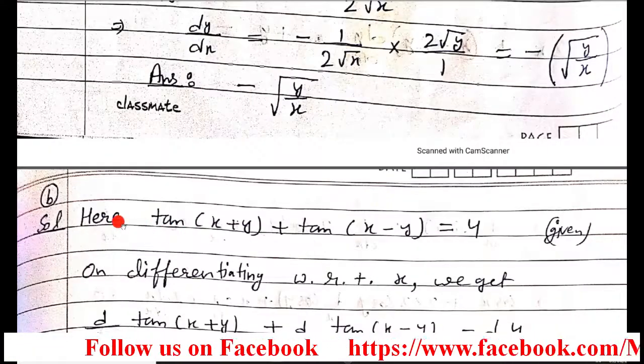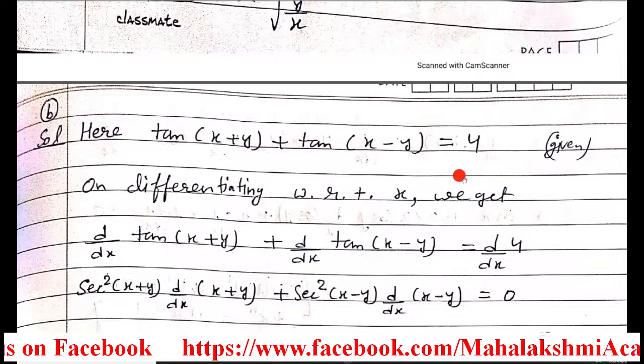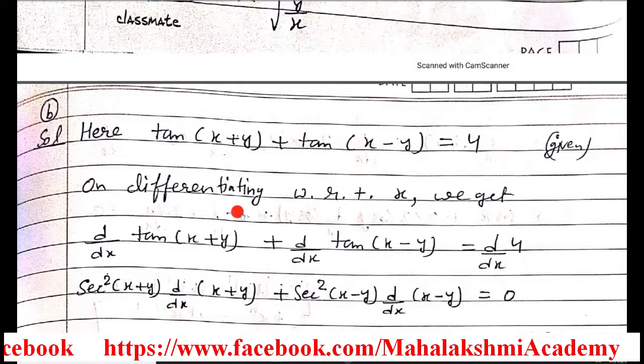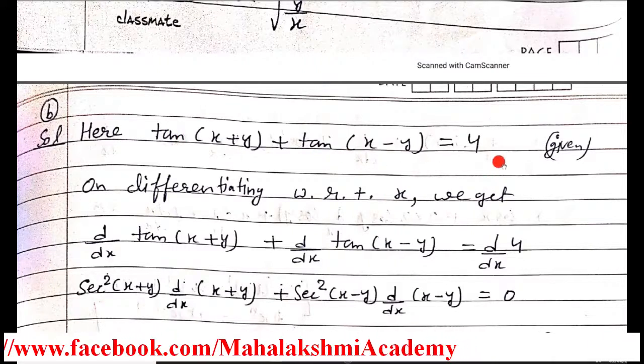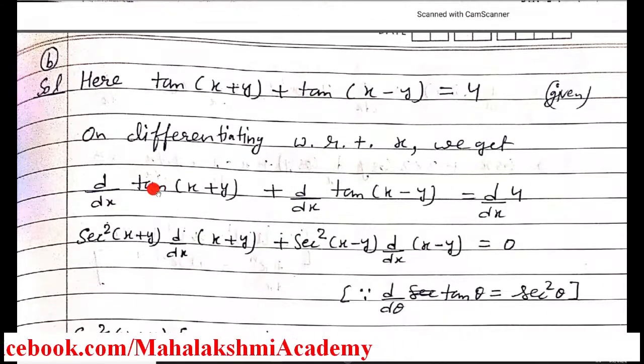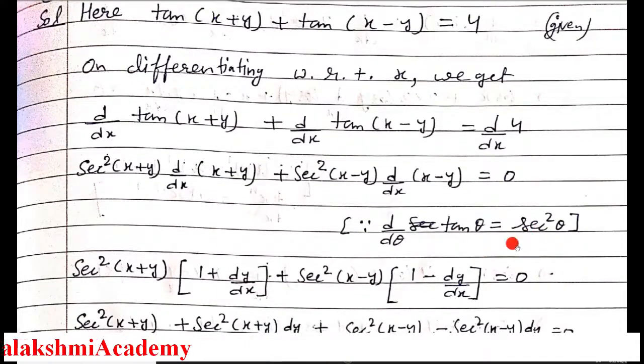Now we'll start the B part. In the B part this equation is given to us. Again we have to find dy over dx, so we'll differentiate it with respect to x. The derivative symbol will come with all three terms. When we differentiate, tan theta's differentiation is sec square theta. So here we get sec square of x plus y, instead of theta.